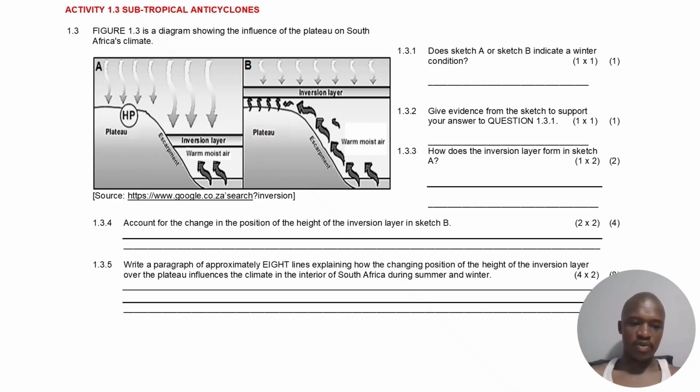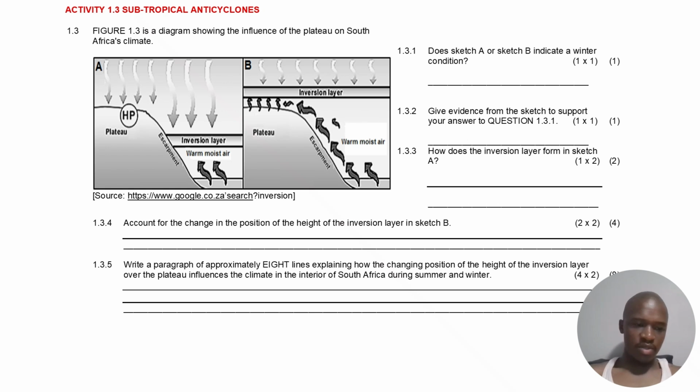In today's video, we're doing a short activity on subtropical anticyclones, right? Okay, figure 1.3 is a diagram showing the influence of the plateau on South Africa's climate. Now, let me just show you what this cross section means, okay?